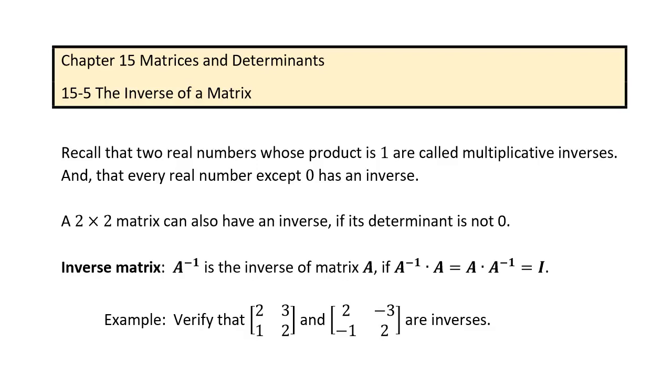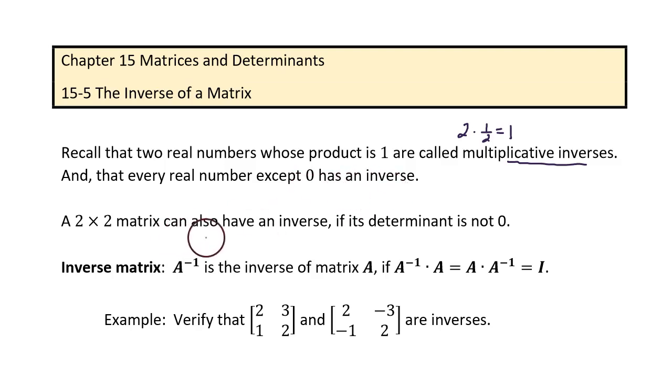This video is for lesson 15-5 about the inverse of a matrix. Recall that two real numbers whose product is 1 are called multiplicative inverses. We also call those reciprocals when we're talking about real numbers. For example, the number 2 and the number 1/2 are multiplicative inverses because when you multiply them together, the answer is 1. Also recall that every real number except 0 has an inverse.